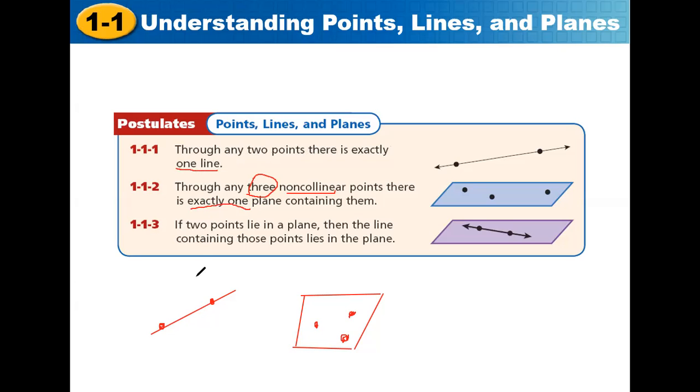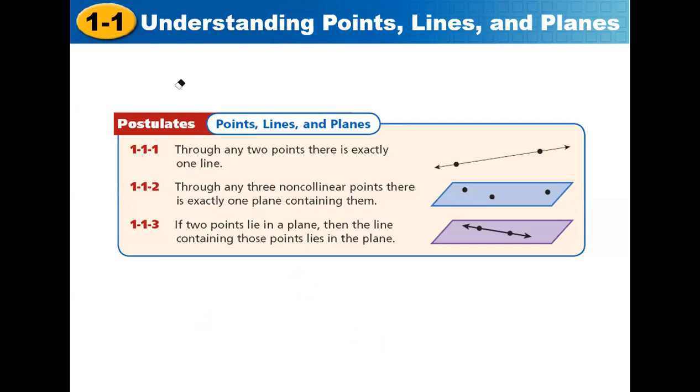So don't forget please. Third one, if 2 points lie in a plane, then the line containing those 2 points lies in the plane. Then this is the plane, and you have 2 points inside, and we have a line already passing through the 2 points, which means this line lies in this plane. Clear? Let's continue.